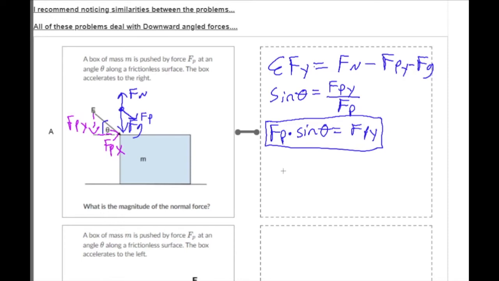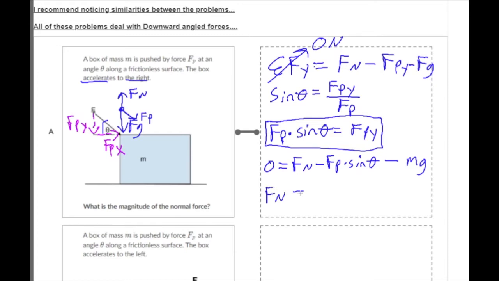So before we substitute that in, we need to realize that net force in the y direction is just 0 newtons. How do I know it's 0? Because it's accelerating to the right. It's not accelerating up or down, so since it has 0 acceleration in the y direction, the net force in the y is 0. So 0 is equal to force normal minus Fpy, which is Fp times sine of theta, minus force gravity, which is just mg. Add these two to the other side, and we find out that force normal is equal to mg plus Fp times sine theta.